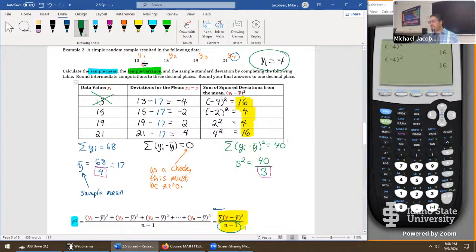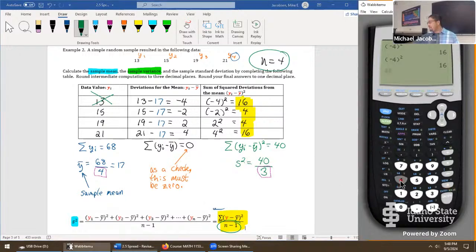Okay, well, we just about have the sample variance. It's 40/3, and we have it. I mean, that's the exact value. But in my stats lab, more often than not, you're being asked to round something. It says round your final answers to 1 decimal place. That's the final answer for variance, so it would be 13.3.